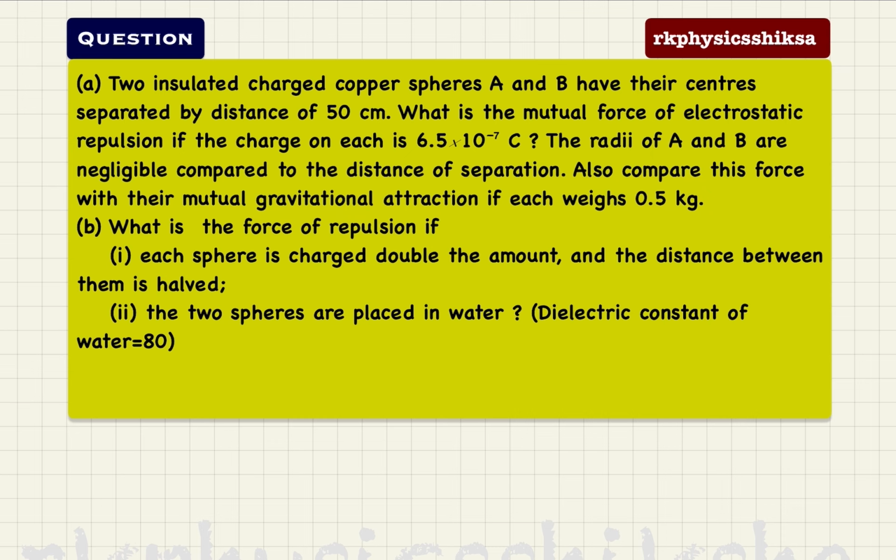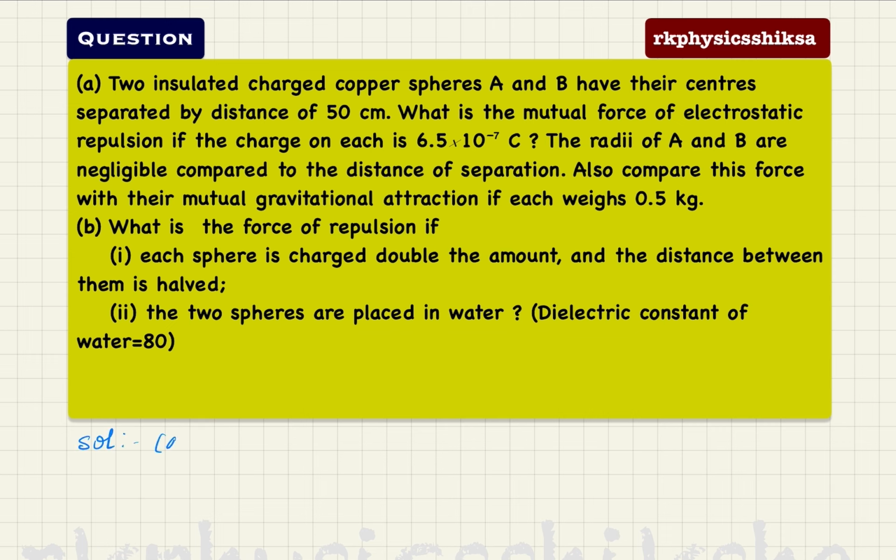Now, first they are asking you to calculate the force of repulsion between the two charged body spheres of charge 6.5 into 10 to the power of minus 7 coulomb. Their radius is to be taken as negligible. First, we will solve part A and then we will go to part B.